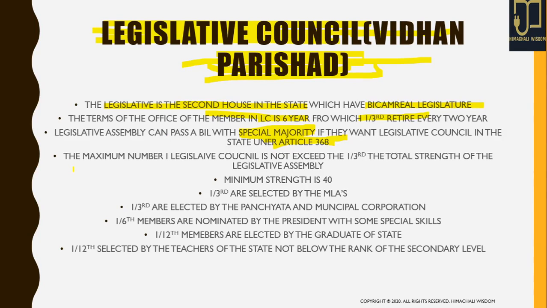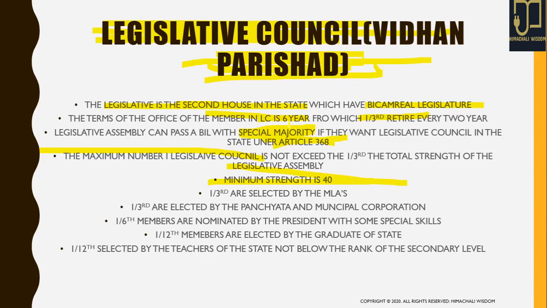So let's discuss the strength of the legislative council at the state level. The maximum number of members of the legislative council should not exceed one third of the total strength of the legislative assembly of that particular state. Suppose we have 500 seats in the legislative assembly of a state. Then one third of the 500 should be there for the legislative council, not more than this. And the minimum strength fixed for the legislative council is 40.